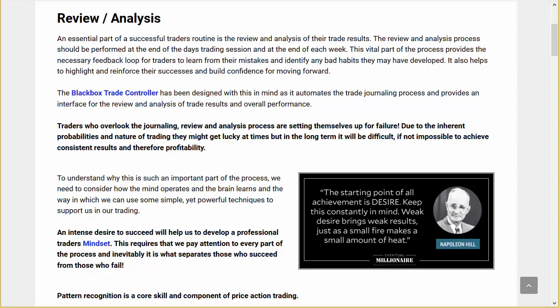The last and an important part of how we trade the DAX process is the review and analysis of our results, which is an essential part of a successful trader's routine. The review and analysis process should be performed at the end of the day's trading session and at the end of each week. This vital part of the process provides the necessary feedback loop for traders to learn from their mistakes and identify any bad habits they may have developed. It also helps to highlight and reinforce their successes and build confidence moving forward.